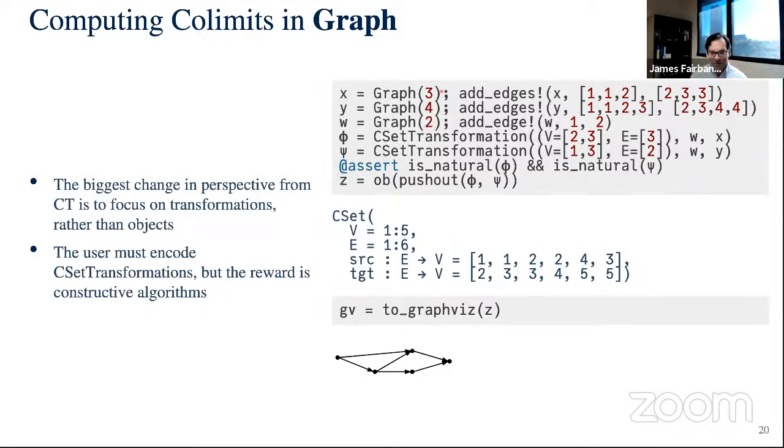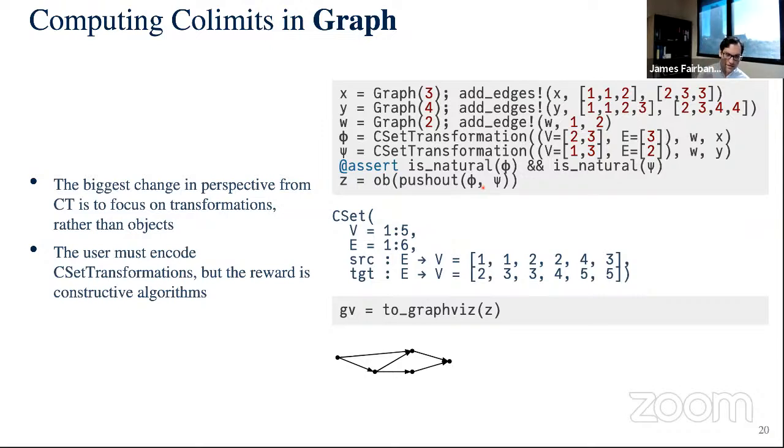Not only do we have limits, we also have colimits. You can write out some graphs using an imperative interface. You can write down CSet transformations. I have to map vertices to vertices and edges to edges, and I have to tell you the domain and the codomain. So I can take two CSet morphisms with the same domain and compute a pushout in that category. That lets you glue graphs together along vertices and edges.